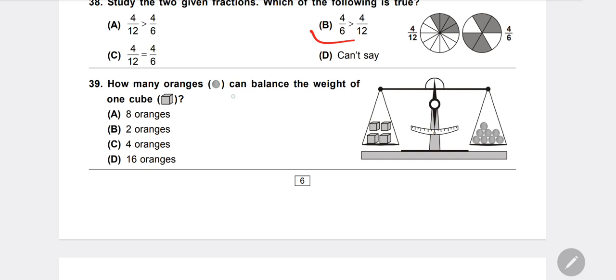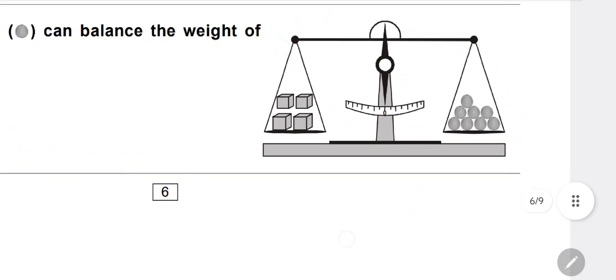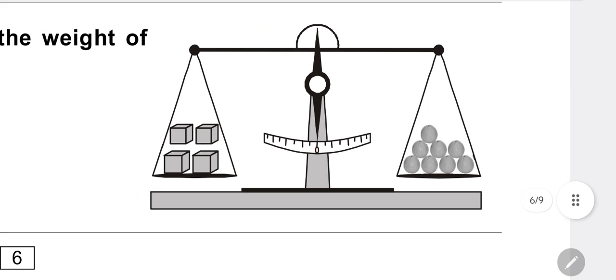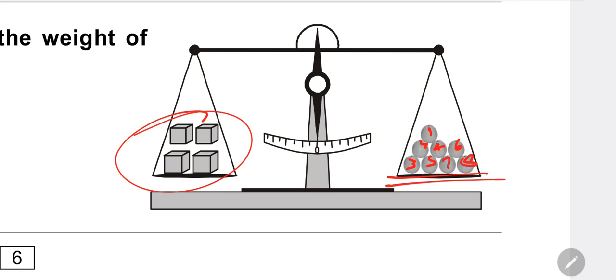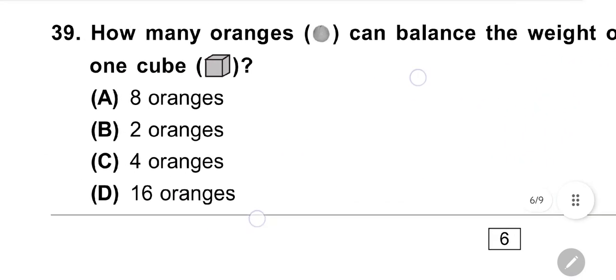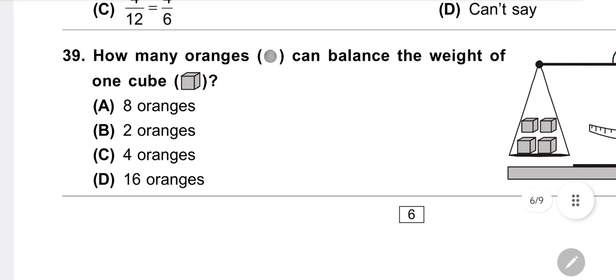Next question, how many oranges can be balanced in the weight of one cube? Okay, how many oranges? Please count the number of oranges first. 1, 2, 3, 4, 5, 6, 7, 8. We have 8 oranges. How many cubes? We have 4. It means 1 cube is equal to how many oranges? 2 oranges. So our answer must be 2. This one is our answer.